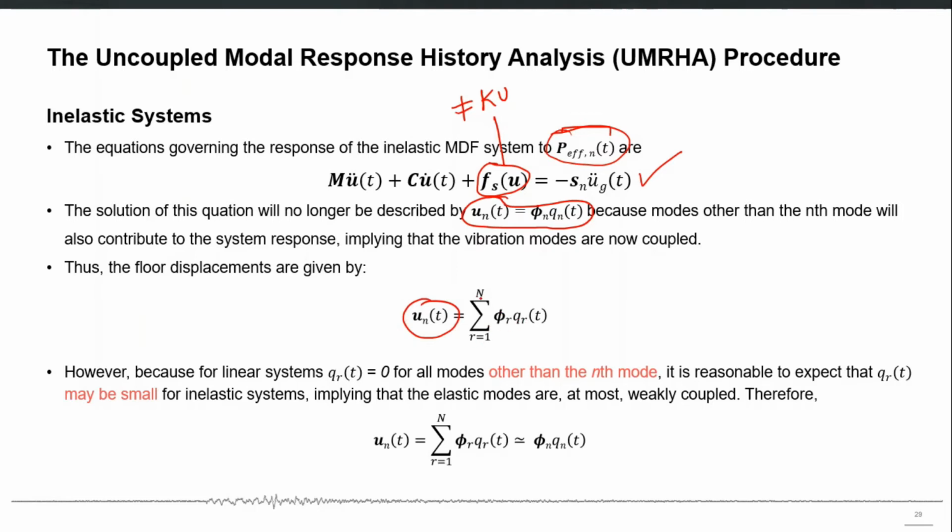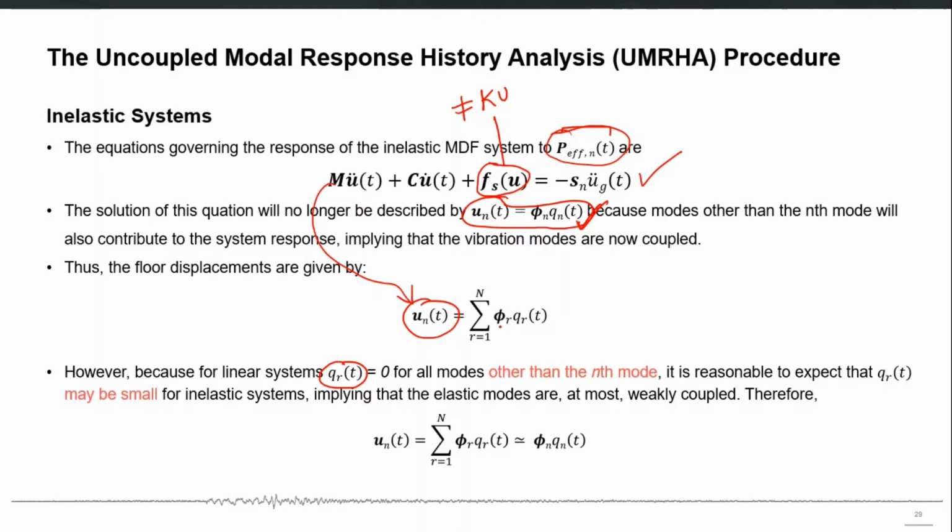We know that the response to this equation will actually have a contribution of more than one mode because of this coupling. For linear systems, this qr(t) was 0 for all modes other than the nth mode. Therefore we were getting the equation at the top, that the nth mode response is contributed only by the nth mode shape. But now it will be contributed by mode shapes other than the nth mode also.